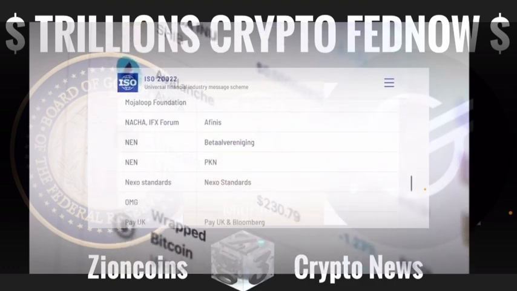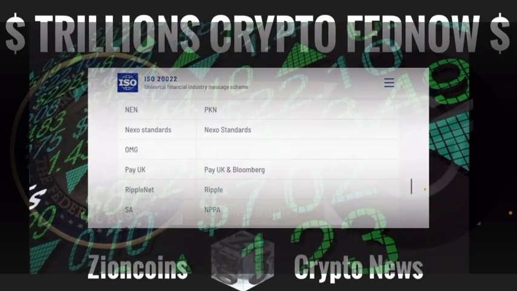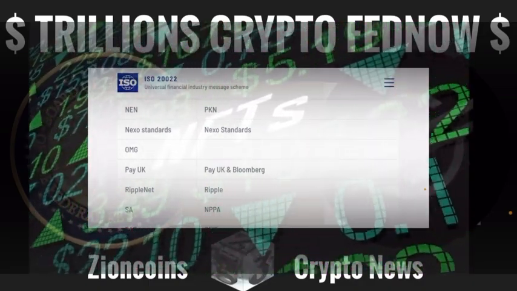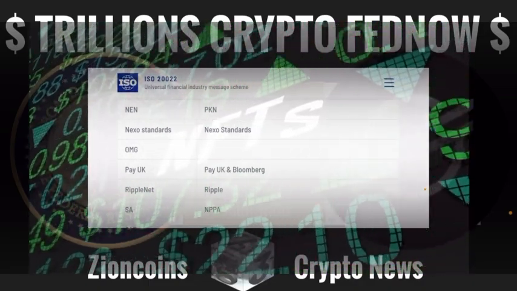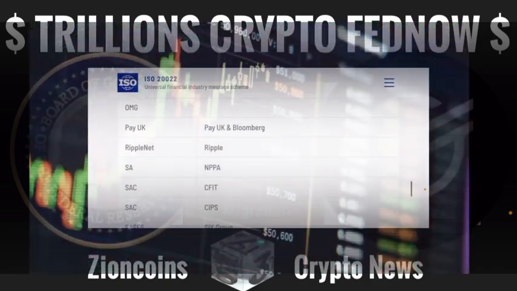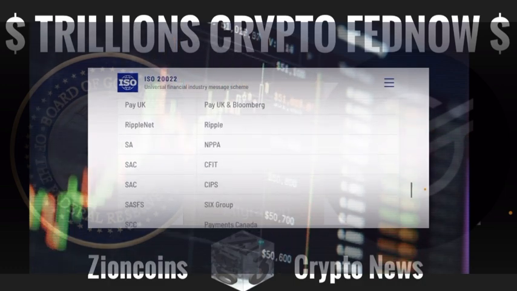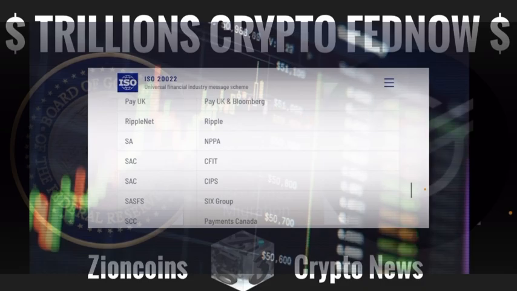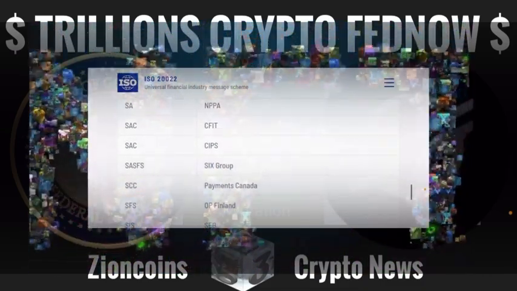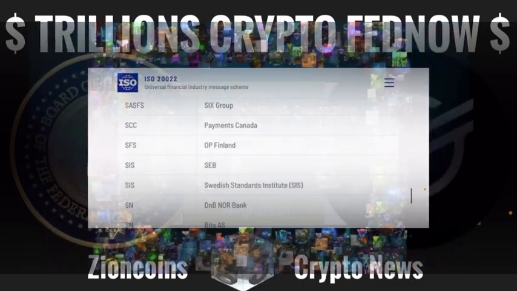Got MasterCard here, Nexo Standards, don't know who they are. Pay UK, if you don't know, is the real-time gross settlement standard, and this has been about for years. RippleNet, again, Ripple is in it. XRP, people. It's going to be used, right? FedNow service, ISO 20022 standard. It's there. We see it clearly. It's all over the place. Interoperability with crypto is there, being used for settlements.